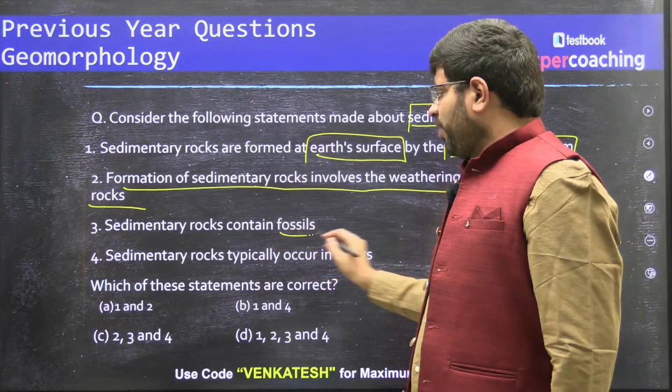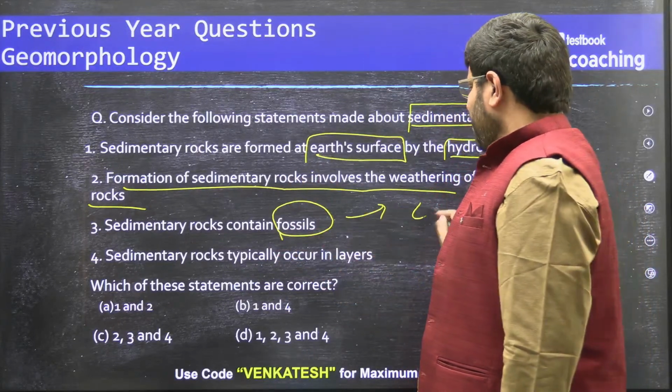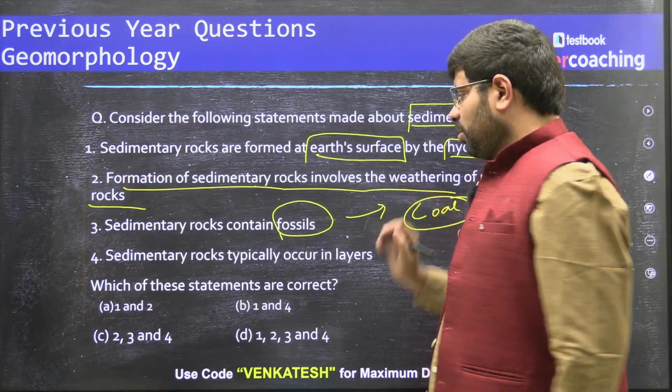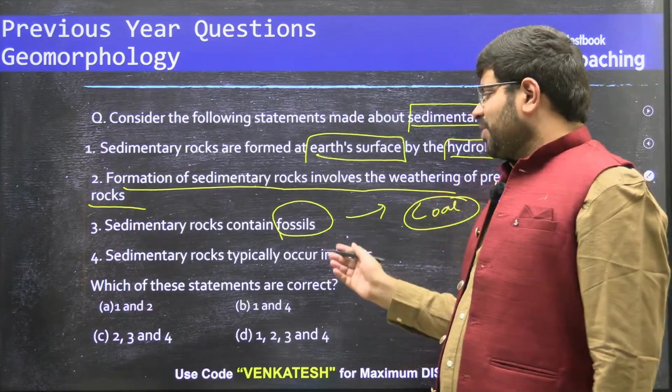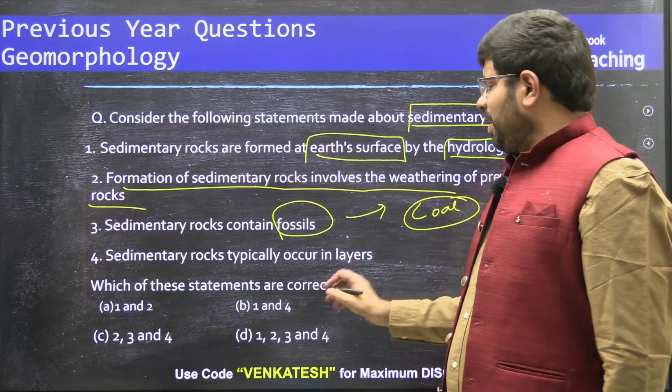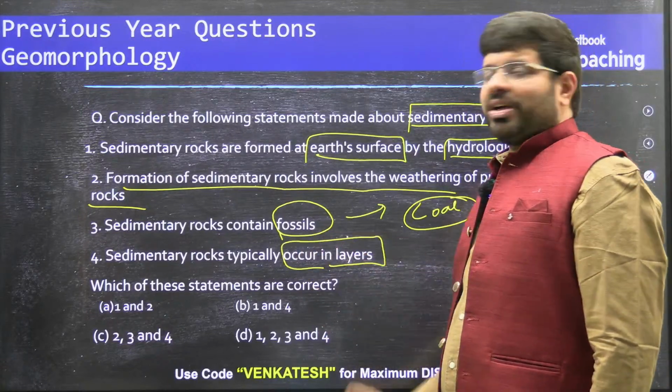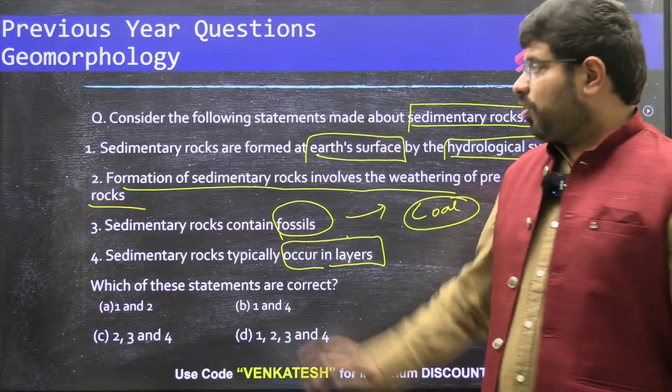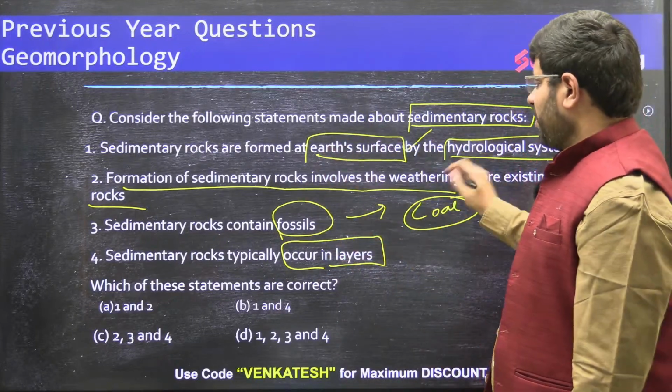be found, you find fossils. That is the reason why coal is a sedimentary rock. And because of these things, they typically occur in layers where each layer talks about different erosional time frame. So all the four statements are right.